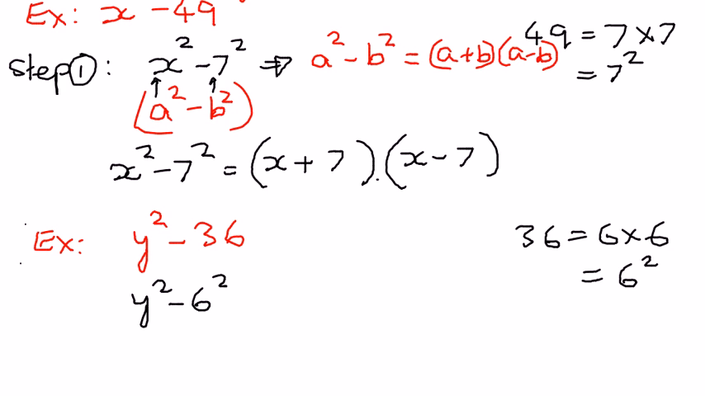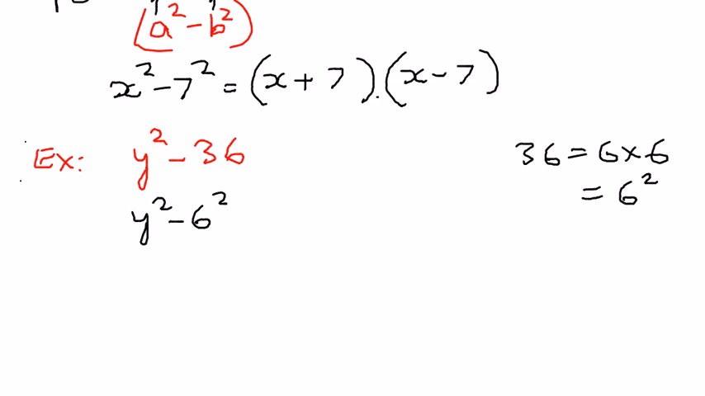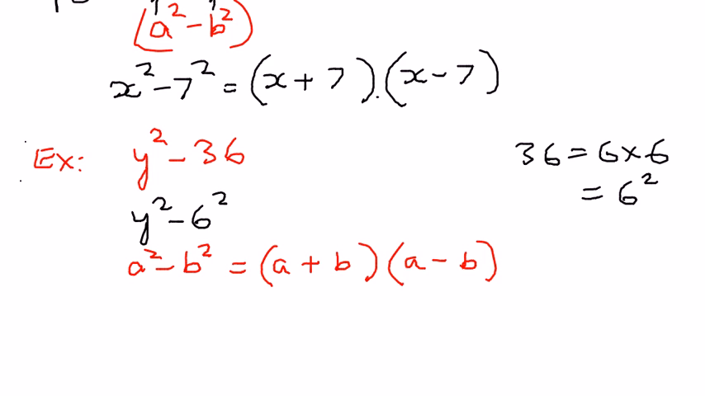So therefore I can use the formula, and the formula we know is a squared minus b squared. If we have a squared minus b squared, we have seen that we're going to write the base terms a and b in these two sets of parentheses. We put a positive sign in the first set of parentheses, we put a negative sign in the second set of parentheses, and that is the formula. A plus b times a minus b is the factored form for a squared minus b squared.